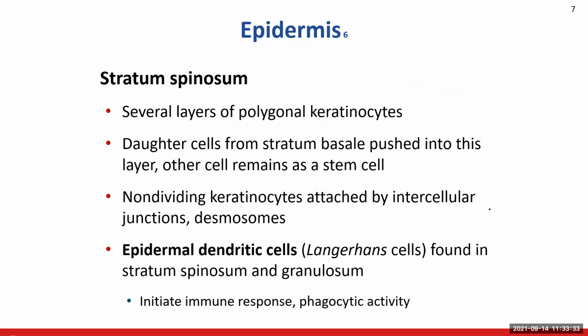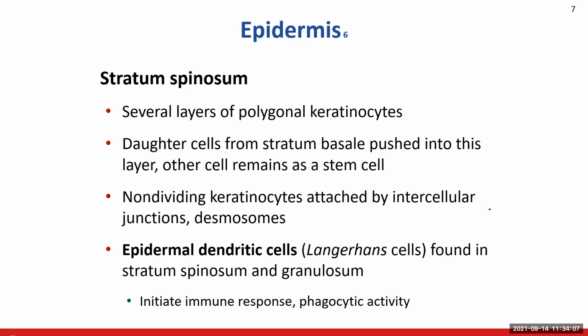So the next layer is the Stratum Spinosum. This layer is more superficial. It's right above the Stratum Basale. And so what we'll see is in the Stratum Basale, a lot of those cells are dividing. And so the keratinocytes divide, where you had 1 cell, you now have 2 cells. And so one of those 2 new cells, or what we call daughter cells, one of the daughter cells will stay in the Stratum Basale because it'll divide again. And then the other daughter cell will migrate into this layer here.